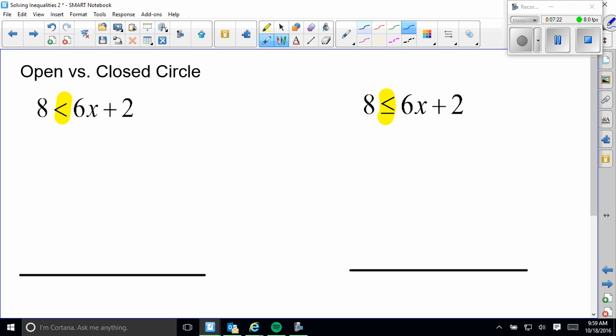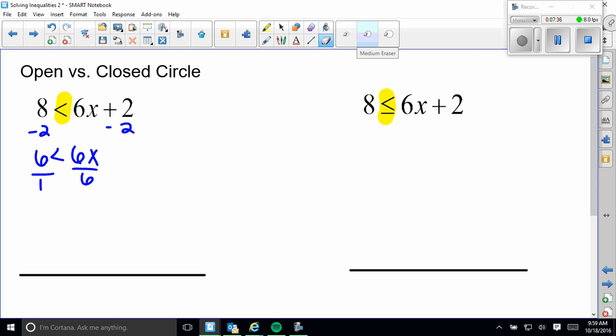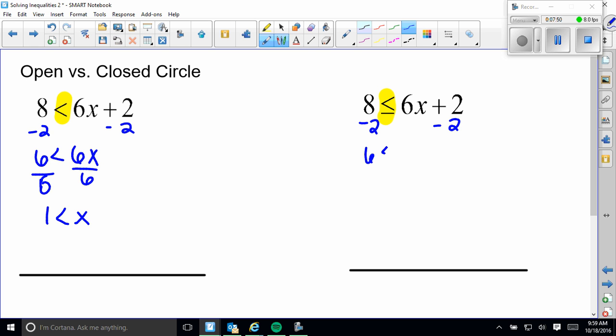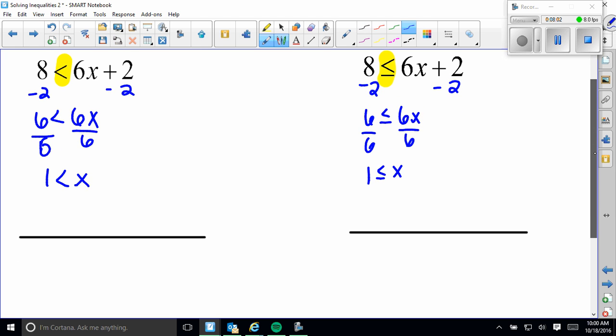So we're going to go ahead and solve these 2 inequalities. We're going to subtract 2. That gives us 6 is less than 6x divided by 6. And then 6 divided by 6 is 1. So 1 is less than x. Over here, we have the exact same numbers, so we're going to do the exact same thing. Here, however, 1 is less than or equal to x. So we have almost the same answer, but they're just a little bit different.